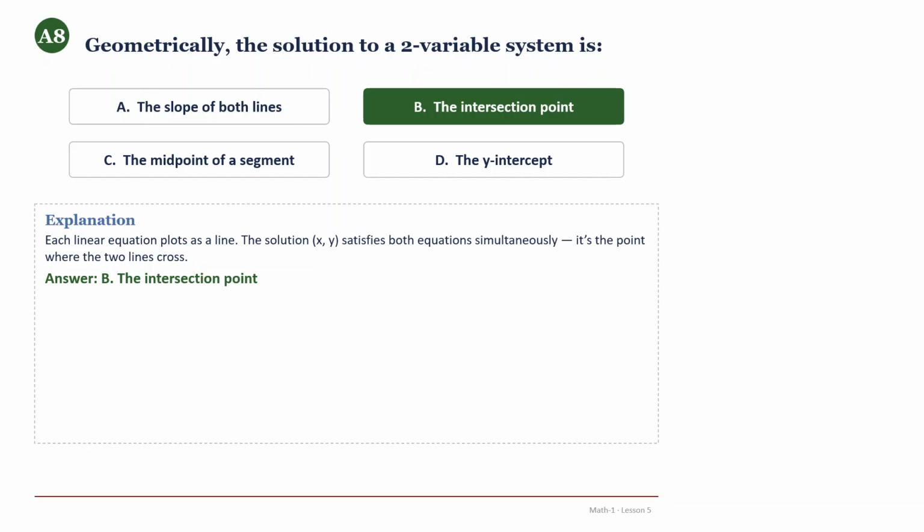Solving a two-variable system geometrically means finding the point or points where the two lines cross. The other choices all conflate algebraic operations with geometric meaning. Adding slopes or averaging intercepts has no geometric link to the solution. The solution is always where the graphs meet.